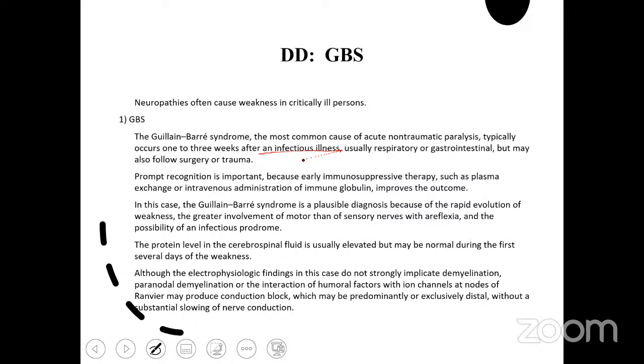In this case, GBS is a plausible diagnosis because of the rapid evolution of weakness, greater involvement of motor function, no sensory involvement, areflexia, and possibly an infectious prodrome in the ICU. The protein level in the CSF is usually elevated, but may be normal during the first several days of the weakness. Usually it rises after 10 days. EPS findings in this case do not implicate demyelination, paranodal demyelination, or the interaction of humoral factors with ion channels at the nodes of Ranvier, which may produce conduction block, or which may be predominantly or exclusively distal without a substantial slowing of the nerve conduction. So GBS is unlikely in this case, though we have considered it in the differential diagnosis.